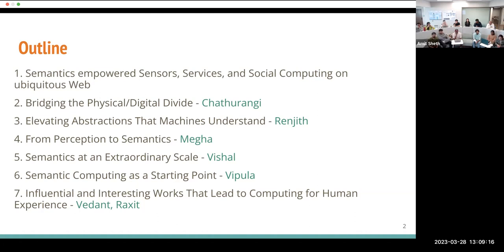Then I will talk about perception to semantics, bridging the gap between them. Then Vishal will talk about semantics at an extraordinary scale. Semantic computing as a starting point will be led by Vipula. And finally, Vedant and Rakshit will talk to us about influential and interesting works that lead to computing for human experience.